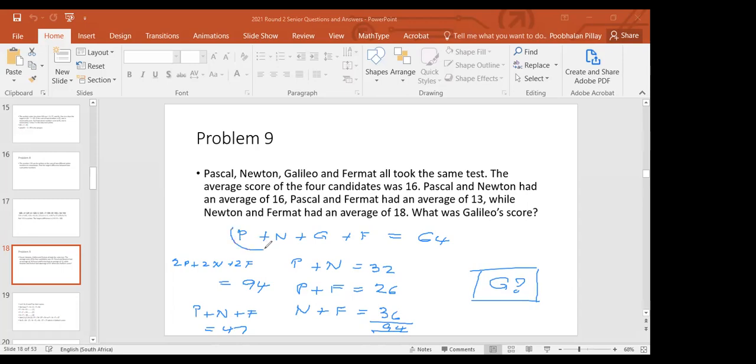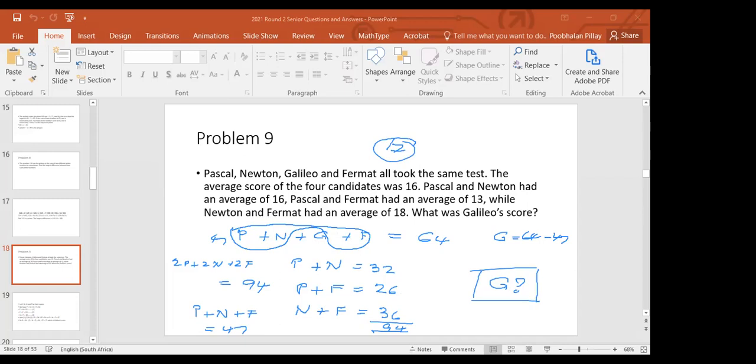So there you have it. You got that these 3 guys, when you add them, you get 47. So the one who is not present, the G, would have to be 64 minus 47. Right? 3 of these add up to 47, so the 4th one will be 64 minus 47. So the answer, 64 minus 47, is 17. So that's the answer to problem number 9. The answer is 17.